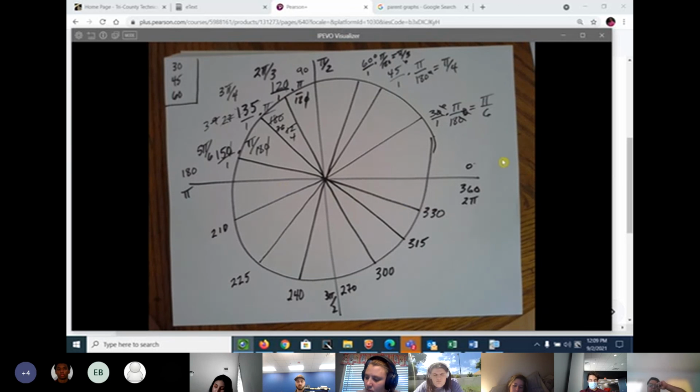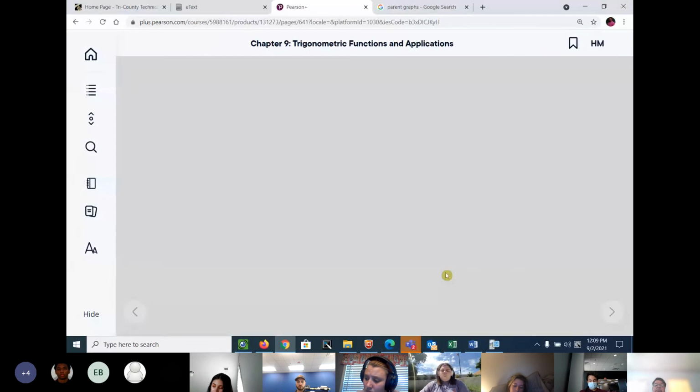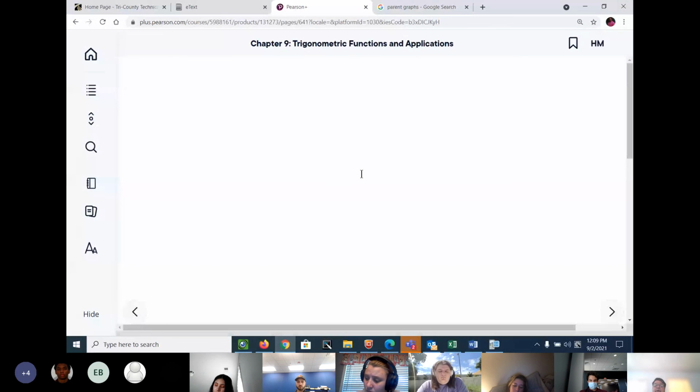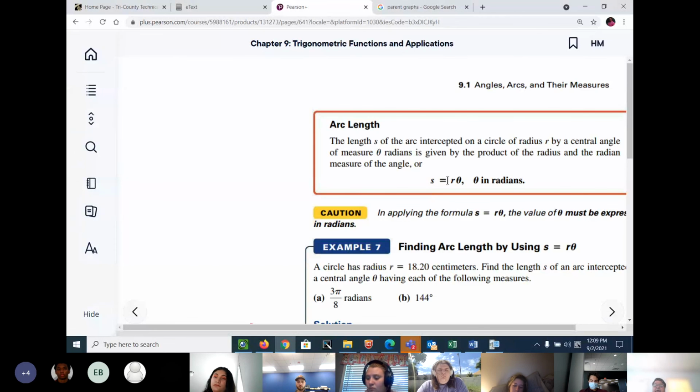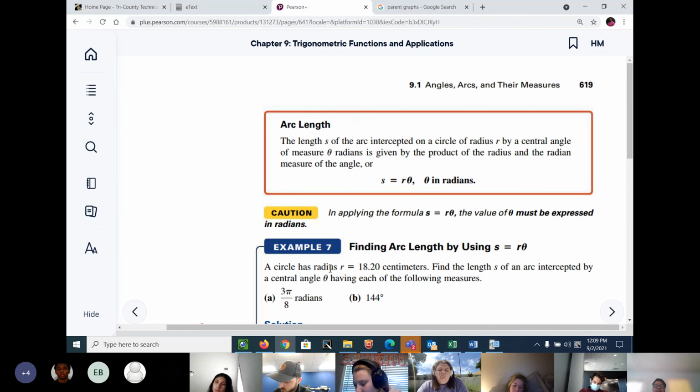All right, let's keep going, because we're eventually going to get to arc length. Write that down. Well, it's probably on the next page. There it is. Arc length. S is equal to R, which is your radius, times your angle in radians. And we're going to do this problem right here. We're going to do both of these.